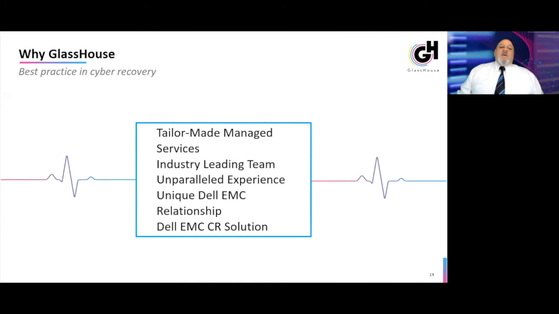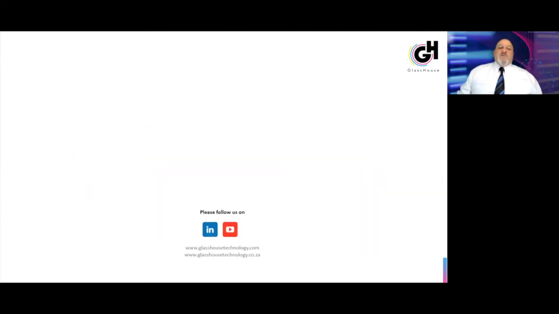So why would you choose GlassHouse? We know this space. We have tailor-made services to be able to build you a cyber recovery solution. We do this with Dell EMC's cyber recovery services. We have an industry-leading team. We have unparalleled experience. We are currently running this in our own environment. We protect our AD, we protect much of our customer data, and we eat our own dog food. We are running cyber recovery from Dell in our own environment. We have a unique relationship with Dell, and we have the experience to be able to look after your data. Data is in our DNA. So you look after the business, let us look after your data.